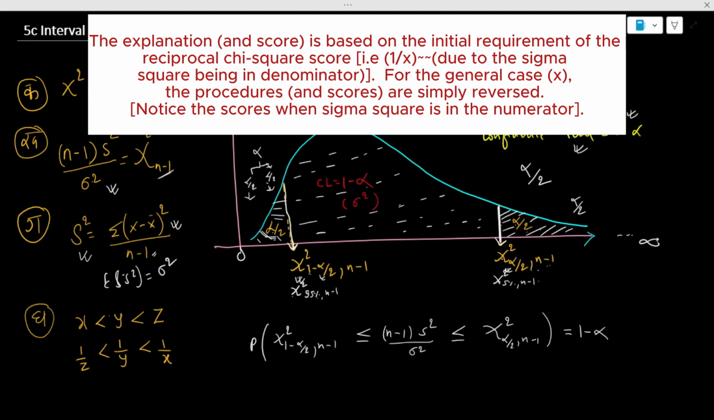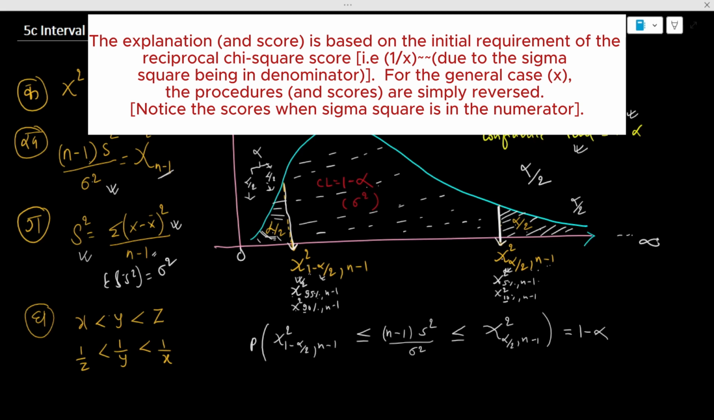Similarly, if we set our type 1 error to be, let us say, 20%, then our confidence level is 80%, and we calculate the first chi-square score, here it is 10% and n-1 degrees of freedom. We calculate the second chi-square score, here it is chi-square 90% for n-1 degrees of freedom. So in this case, the probability of chi-square being greater than chi-square 10% n-1 degrees of freedom is exactly 10%, and the probability of chi-square being less than chi-square 90% n-1 is also 10%.